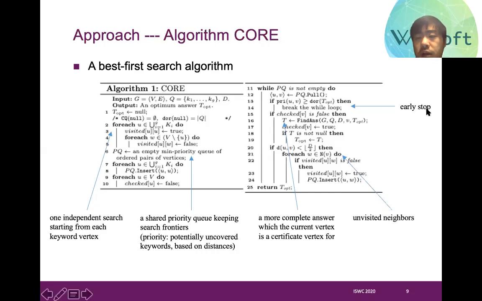Here is the stop criteria. If the priority of the min priority vertex is larger, or I mean is worse, than the current best answer, we can stop. Why? Because if the number of potentially uncovered keywords of the unseen answers is at least as large as the number of keywords that are not covered by the current best answer, then we know that better answers do not exist, so we can stop early. Very straightforward idea.